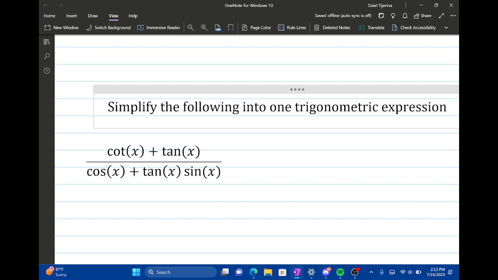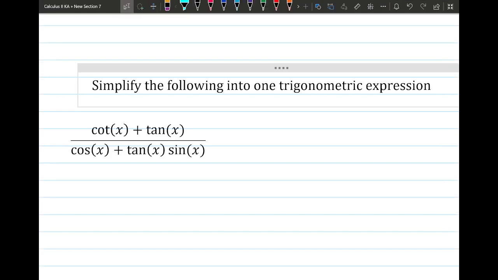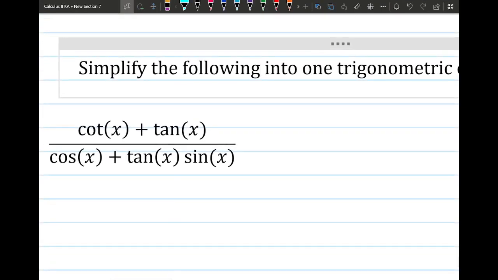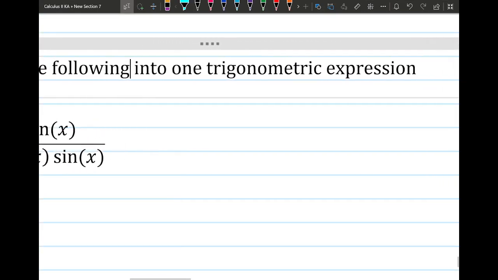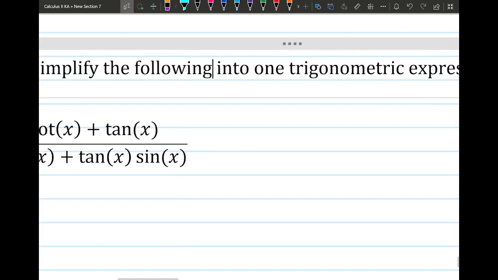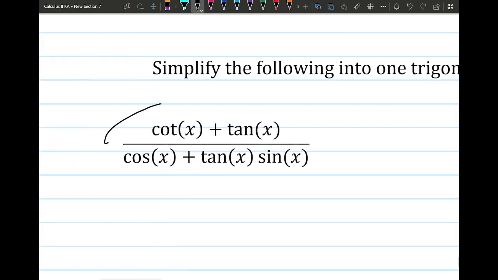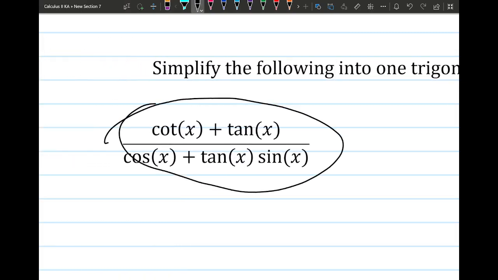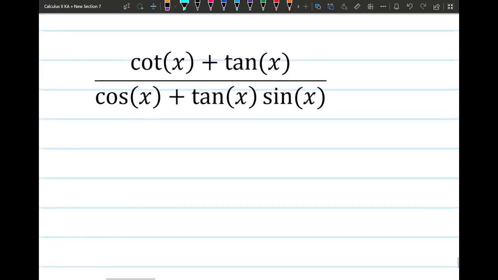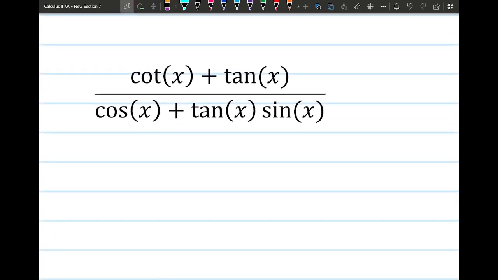So basically, we have the following trigonometric expression, and we want to simplify it into one. This is what we're given: cotangent x plus tangent x over cosine x plus tan x sine x.